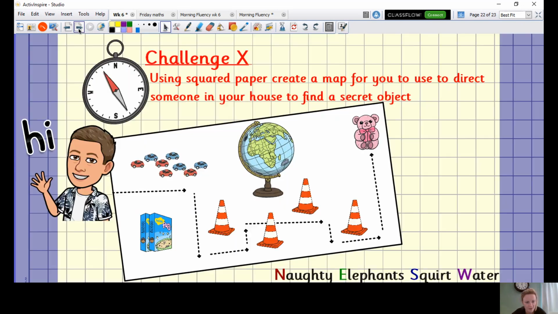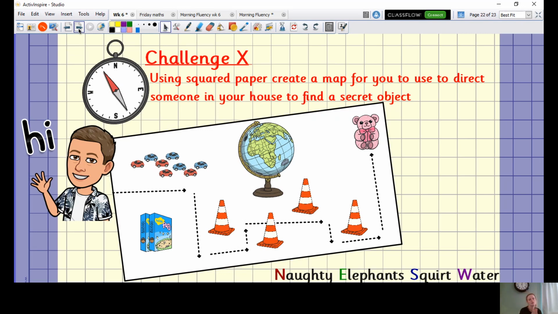So I've then got the final challenge. This is your challenge X. Okay, this is the thing that I think you're all going to love doing. You can do it for your family members, you can do it for your dog, you can do it for anybody, or you can just do it for yourself. That's fine. So I've said, using square paper, create a map for you to use to direct someone in your house to find a secret object.